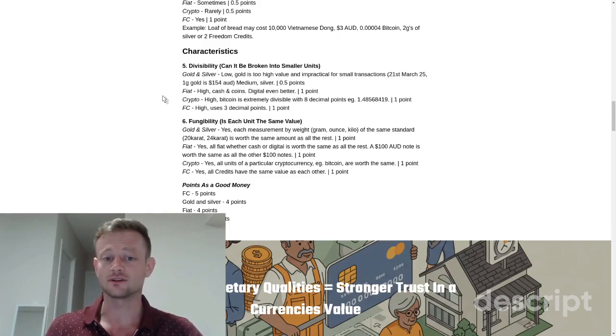Fiat has very good divisibility because you have cash and coins, and digital is even better, so it scores 1 point. Crypto is very, very divisible. I think that's too divisible, but still it scores 1 point. And Freedom Credit, as I said before, 3 decimal points. Yes, it's very divisible.